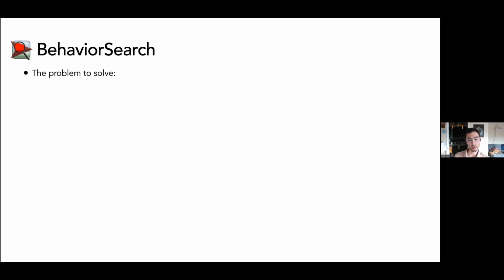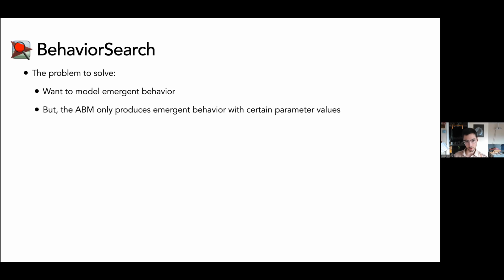Okay, so now I'm going to talk a little bit about BehaviorSearch. So that was BehaviorSpace, if you're able to run experiments and just do a parameter sweep of all your things, that's great. BehaviorSearch is trying to solve the problem when you want to model some emergent behavior, like we're always doing, but the agent-based model only produces emergent behavior with certain parameter values, which is often the case. And the number of parameter combinations is huge, which is also often the case.